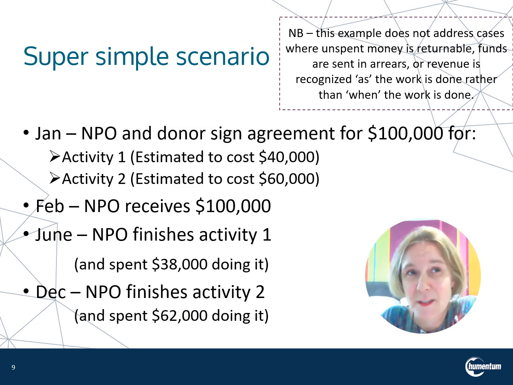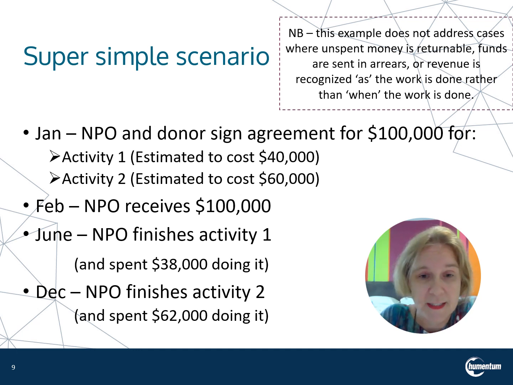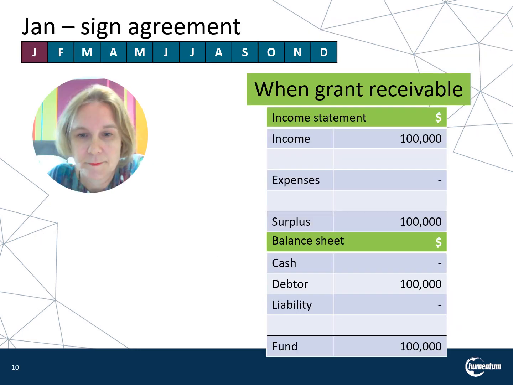So I thought the easiest way to demystify this is to show how it would work with a really simple example. So this is a donor agreement, and it's $100,000 for 2 specific activities. So it's a restricted grant. It's not just an unrestricted donation. For this budget of $100,000, activity 1 is budgeted to cost $40,000.